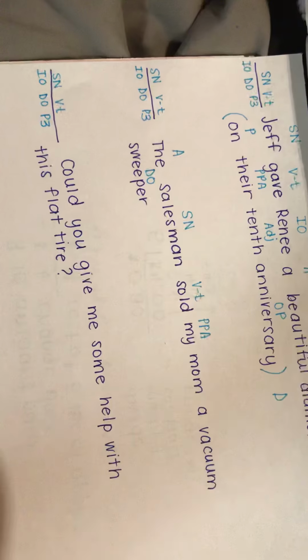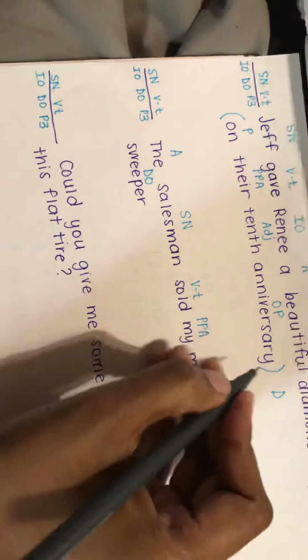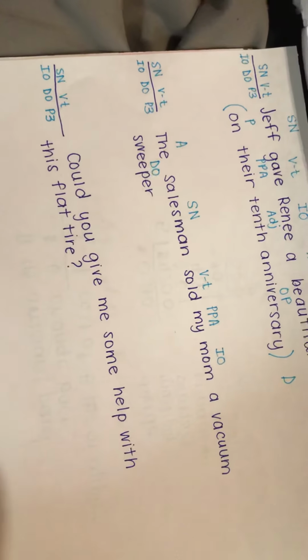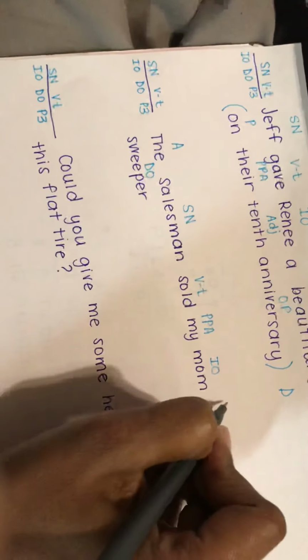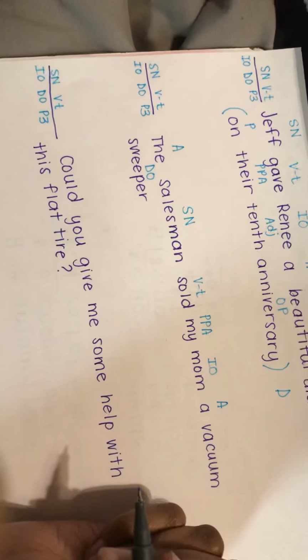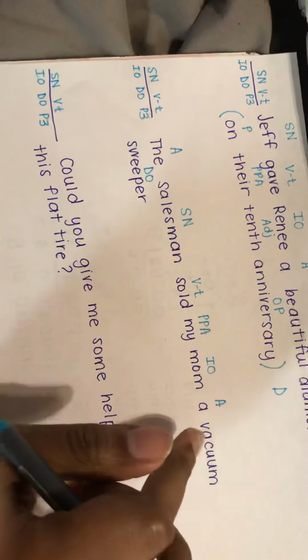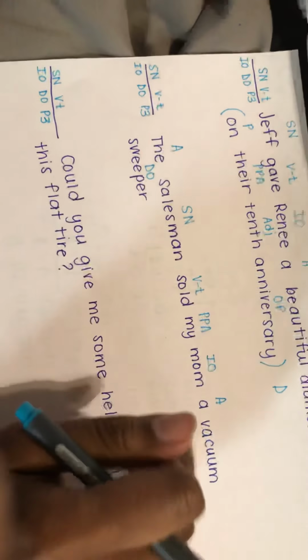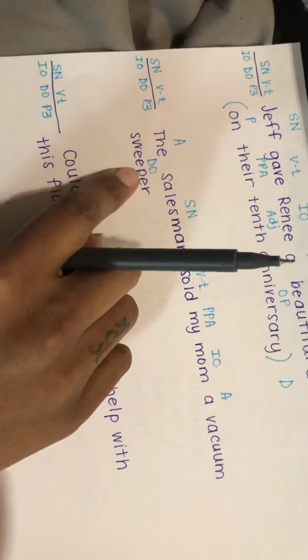The salesman sold the sweeper to whom? He sold the sweeper to Mom. So Mom is our indirect object. A is our article. What kind of sweeper is it? What kind of sweeper is this? It's a vacuum sweeper, so it's describing. It's a descriptive word. It is an adjective.